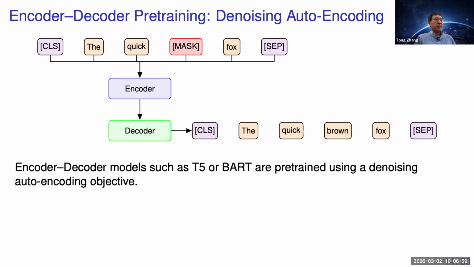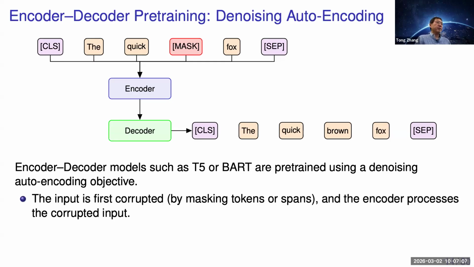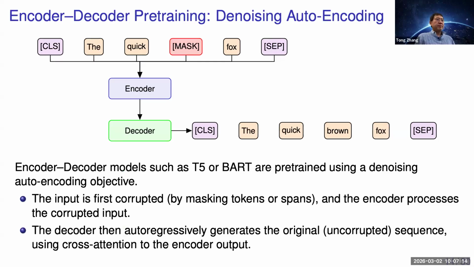T5 is pre-trained using a denoising autoencoder. Again, it is still denoising corrupted inputs: the encoder processes the corrupted inputs before the auto-regressive generation. The decoder can do next-token prediction and can also generate this.